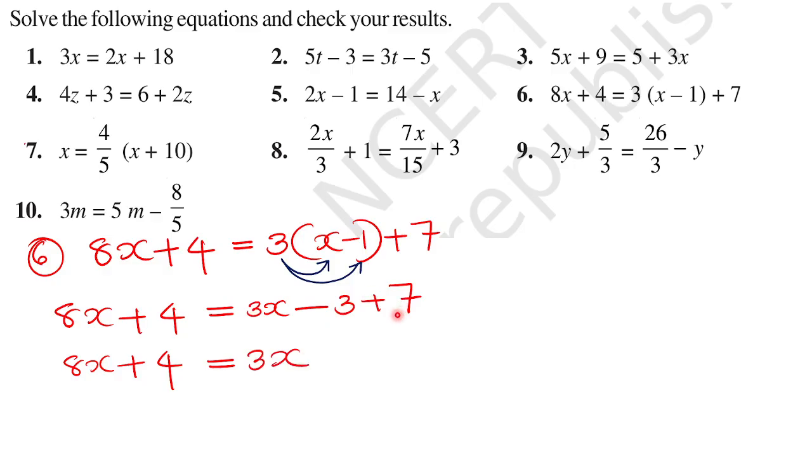Minus 3 plus 7, or 7 minus 3. You can read it in that way also. 7 minus 3 is 4. Plus 4.